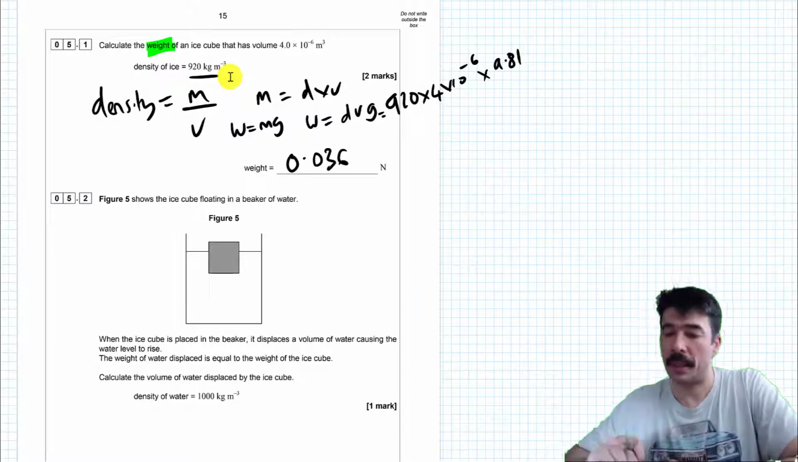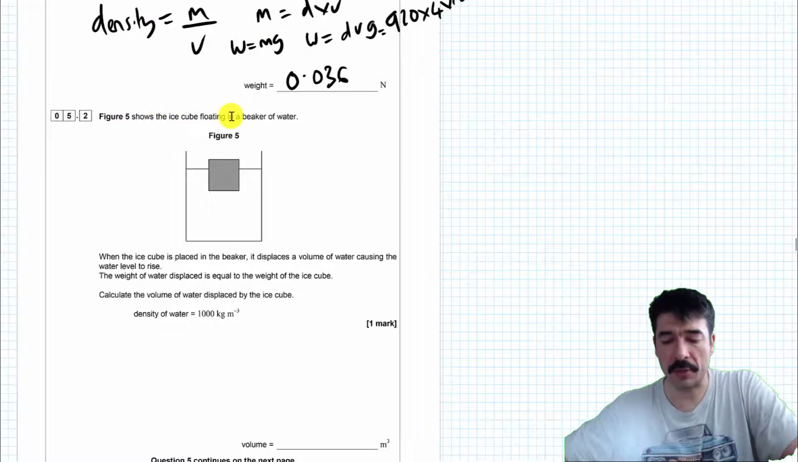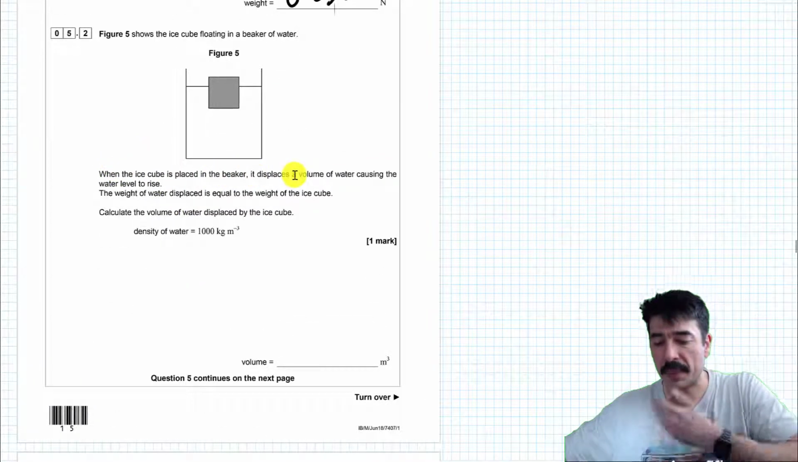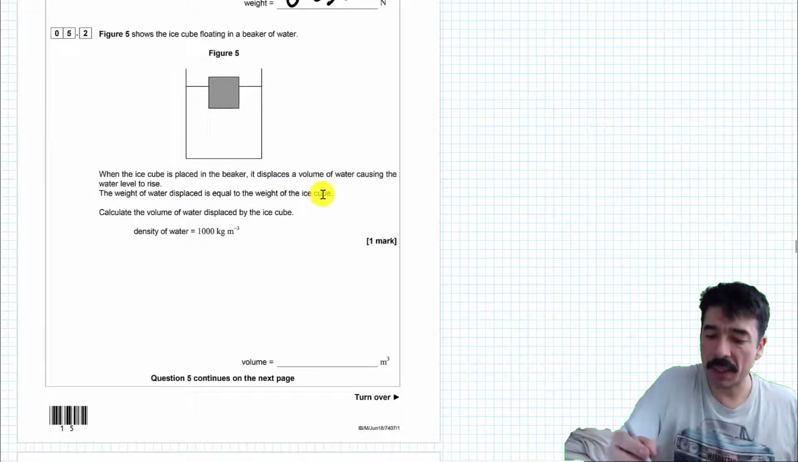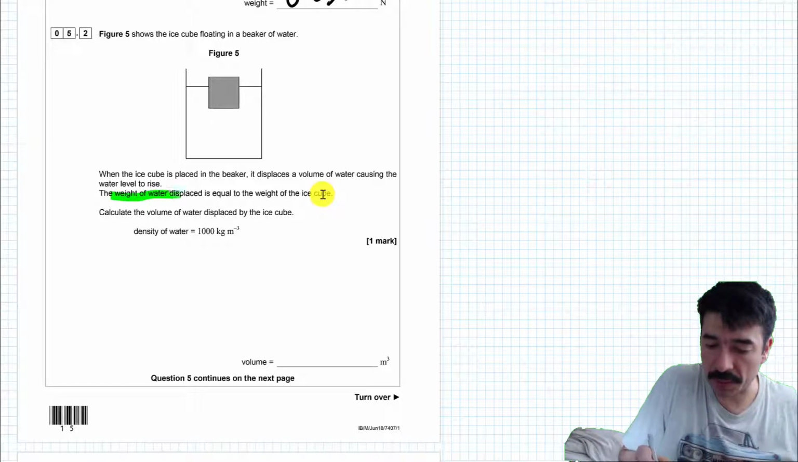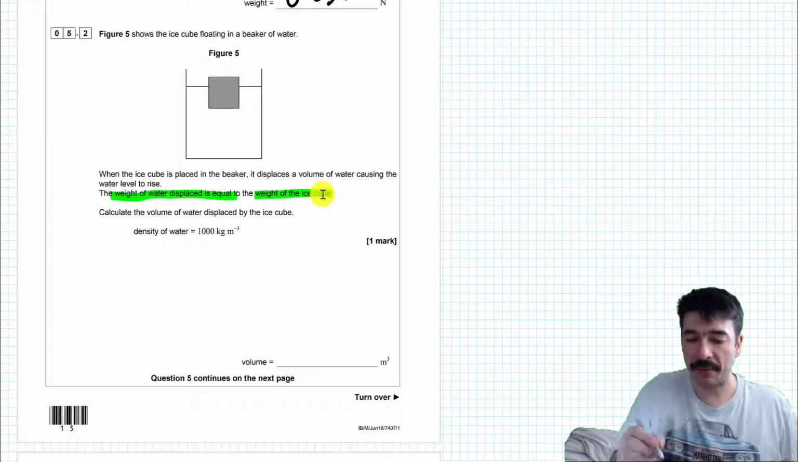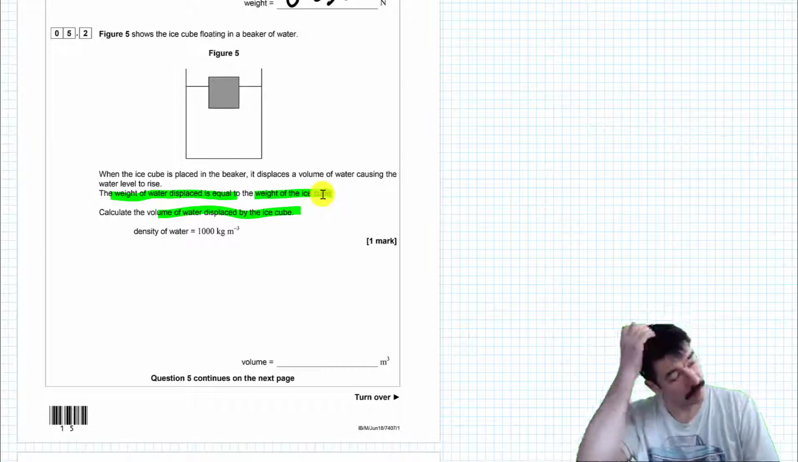Okay, next bit. Figure 5 shows the ice cube floating in a beaker of water. When the ice cube is placed in the beaker, it displaces a volume of water, causing the water level to rise. Bit of Archimedes' principle here. The weight of water displaced is equal to the weight of the ice cube. That seems quite important. Calculate the volume of water displaced by the ice cube.